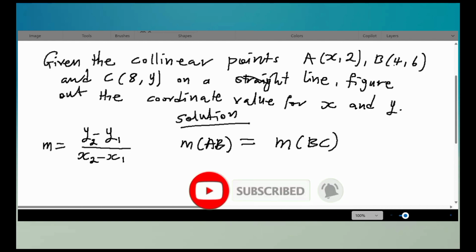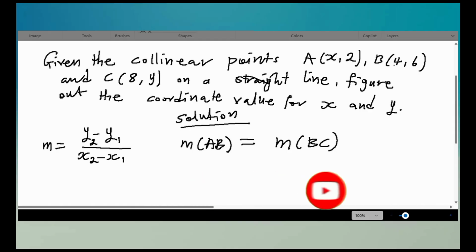So to find the gradient of AB, we're just going to subtract the y1, which is 2, from y2, which is 6. So we subtract 2 from 6, right? Alright. Then the change in x is going to be 4 minus x, right? So 4 minus x. And we said this should be equal to the gradient of BC.